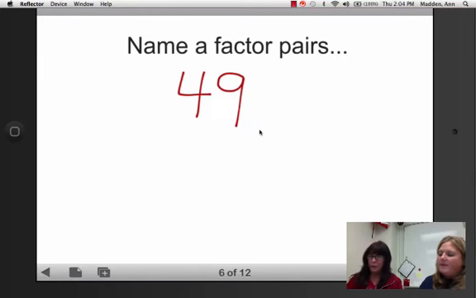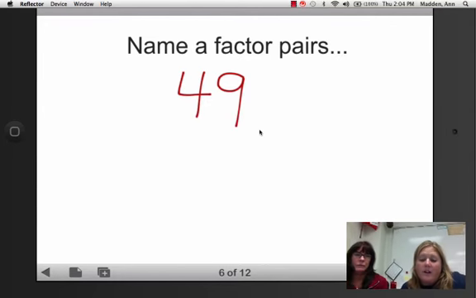Okay, next example. Here you go. All right, this is our last one that we're going to do together. If you still don't understand it, you can always write down questions and ask us tomorrow.